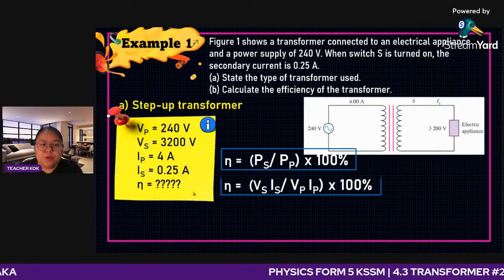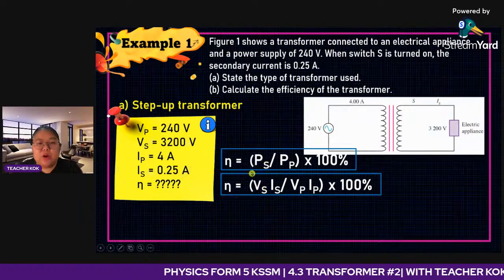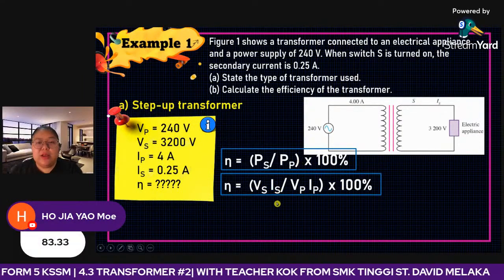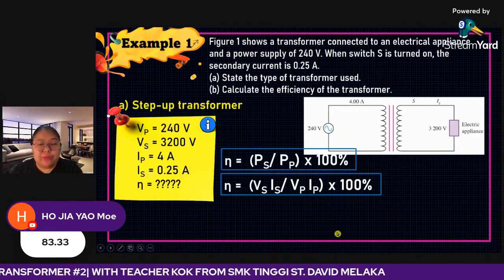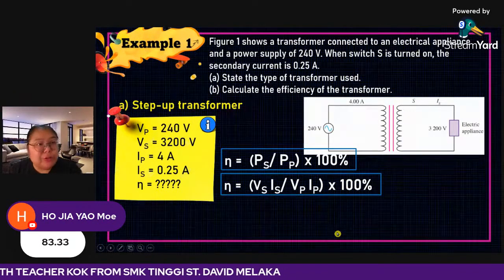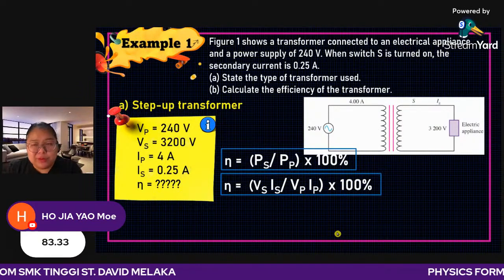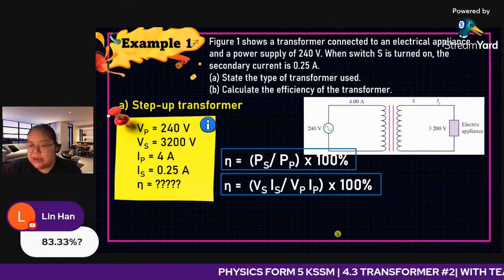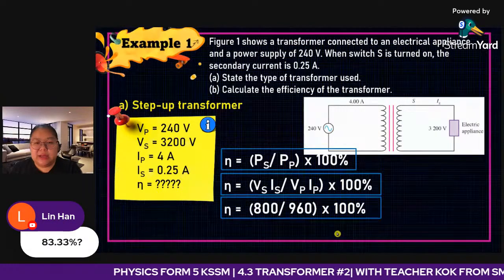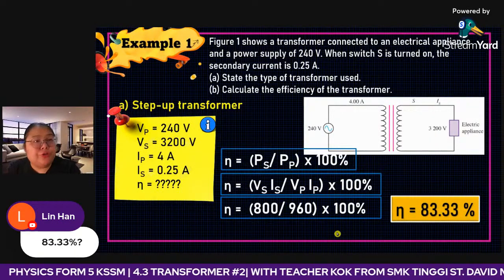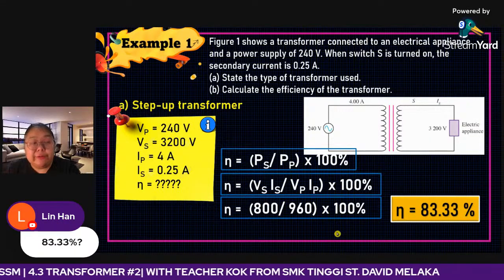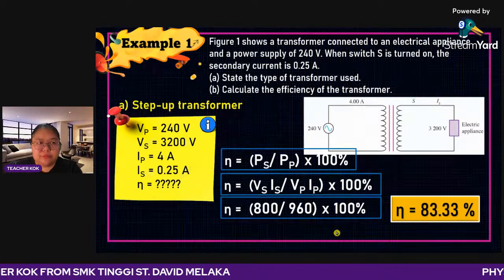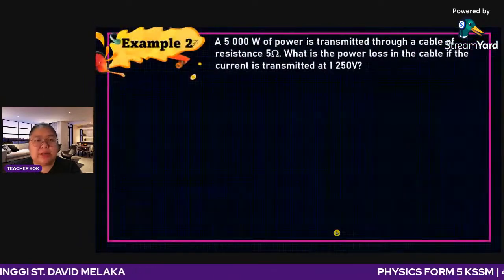So from here, we just put, okay, PS also can write as VSIS. Then over VPIP multiply 100%. So your answer sure less than 100%. If you find your answer more than 100%, that means your calculation got problem already. Okay, Ling Han give me percent already. So the answer is 83.33%. So this one is a final answer. Okay, Khatija also correct.